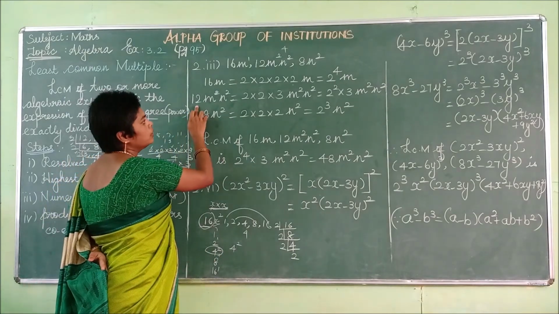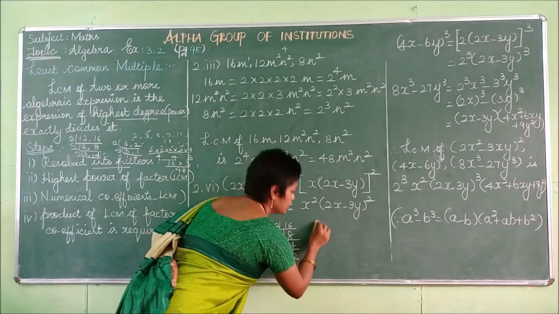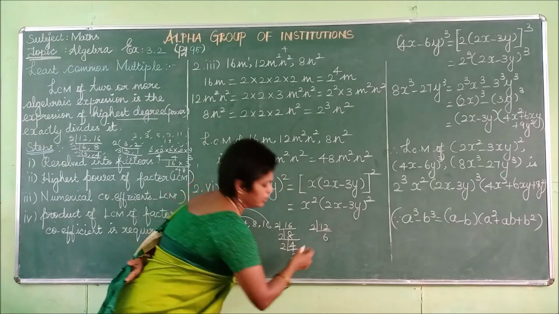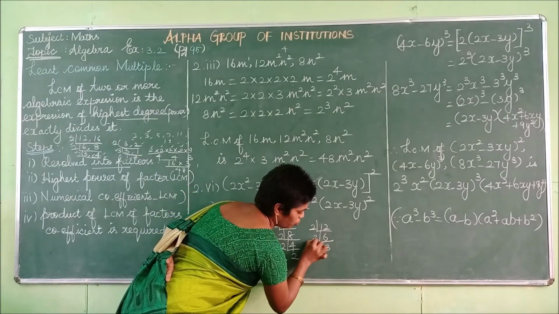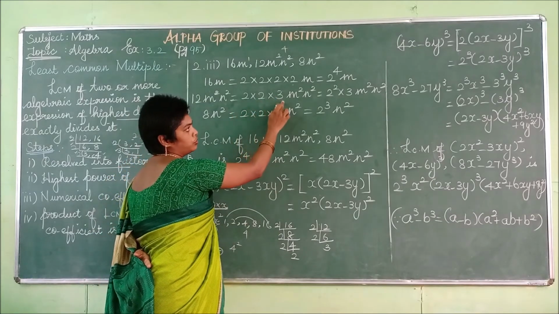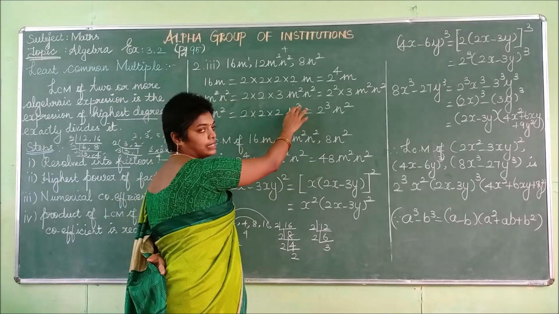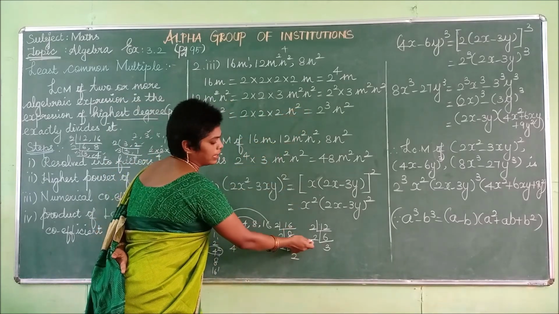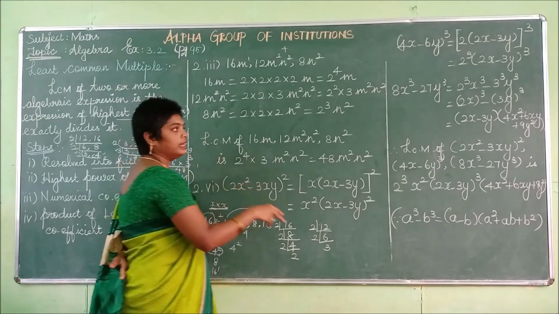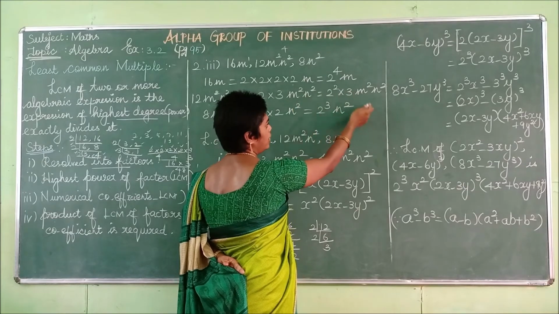Then the next one is 12 m squared. How can we break down the 12? Listen to that. 6 into 2 is 12. Then again 3 into 2 is 6. So you can write 2 into 2 into 3. You can write the algebraic value m squared as it is. Then this can be rewritten as 2 power 2 into 3 m squared.